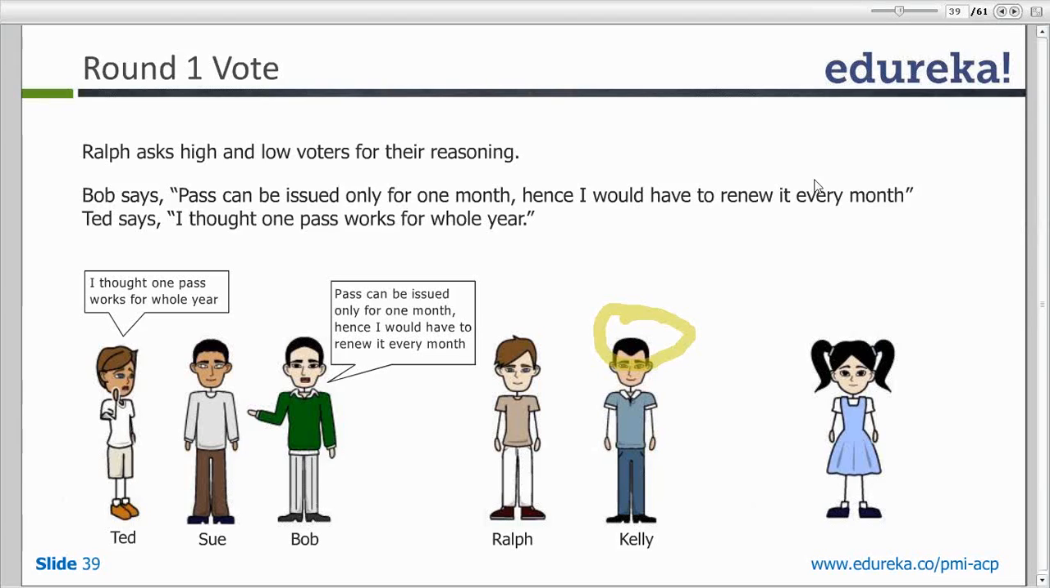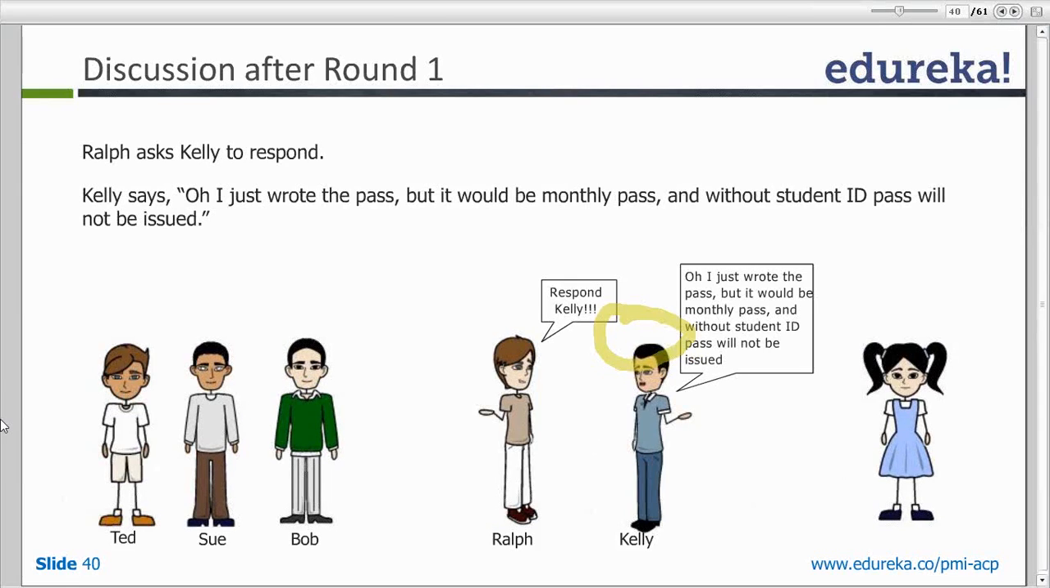Based on the inputs given by Ted and Bob, Kelly, being the product owner, would clarify. So now Kelly says, oh, I just wrote a pass, but it should be a monthly pass. And without student ID, passes will not be issued. Right? Now there were some changes in the requirement. As a student, I should be able to issue a monthly pass, so that without student ID, passes will not be issued. Now, based on the inputs given by Kelly, Ralph would again ask us to go for a second round of voting.